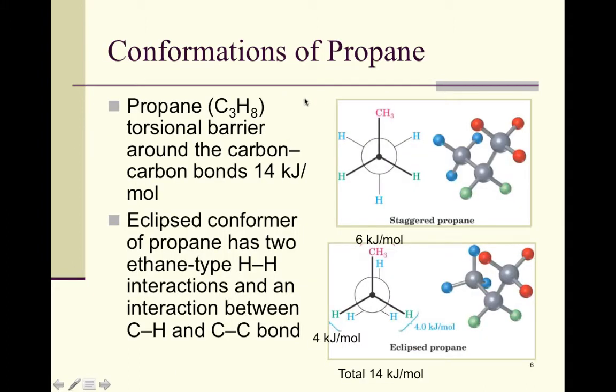Conformations of propane. Go ahead and build the model from your ethane. Just add another carbon to it, another CH3. And we can see that we have a torsional barrier around the carbon-carbon bonds that costs 14 kilojoules per mole.